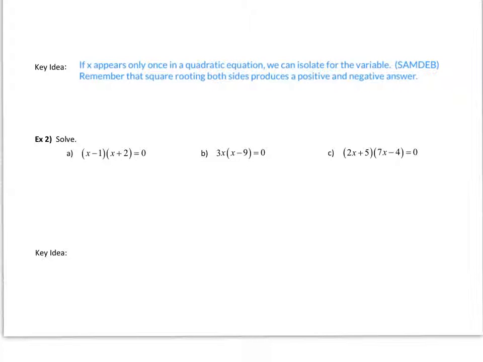All right, example 2. All of these examples here are not like the previous ones where x appeared only once. You can see that in the first example I have x happening actually twice, an x minus 1 and an x plus 2. So in this case I can't isolate. But the really nice thing about this one is that it's in its factored form.